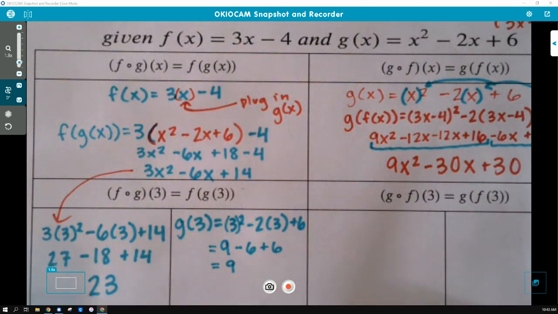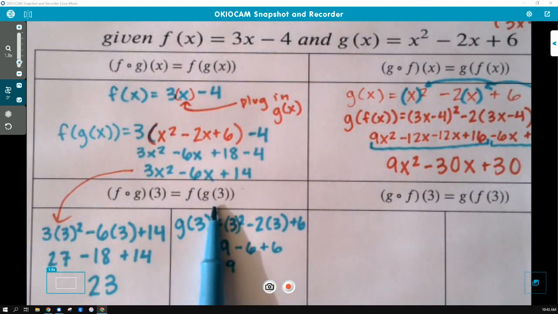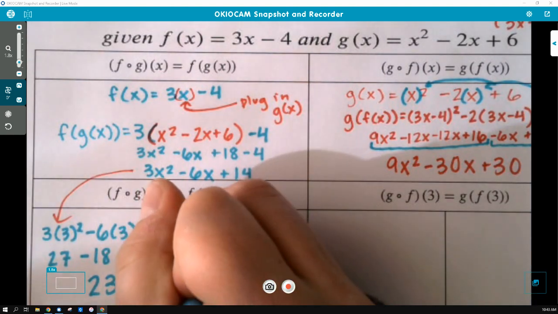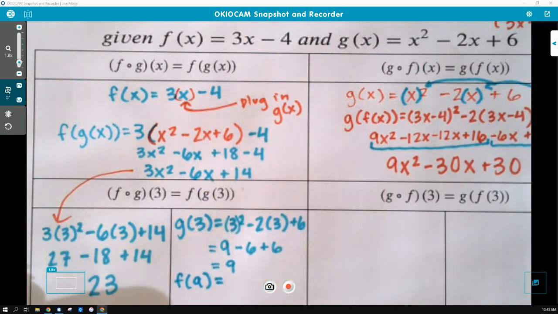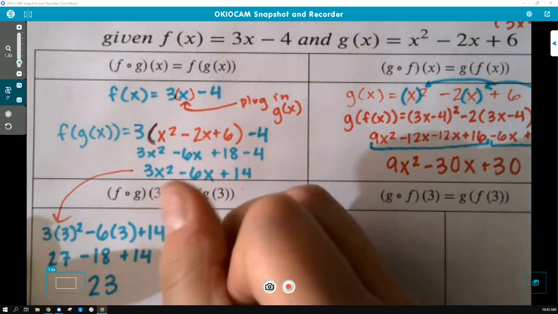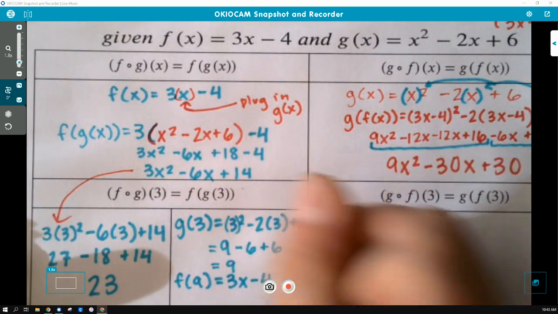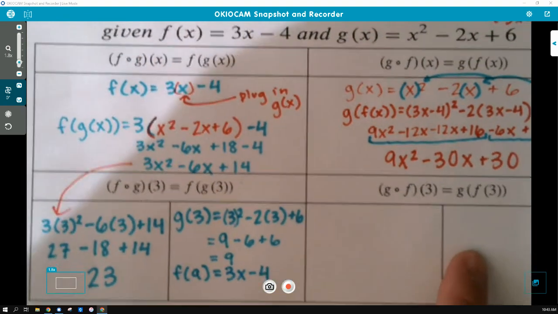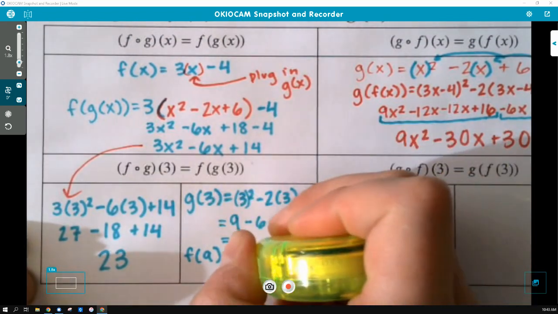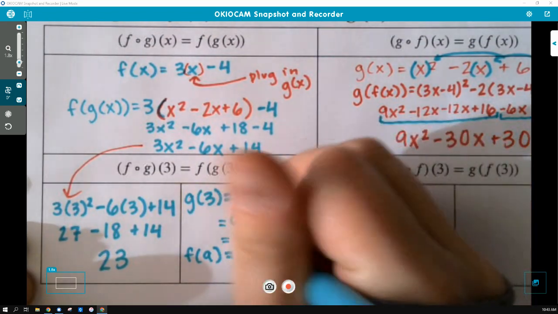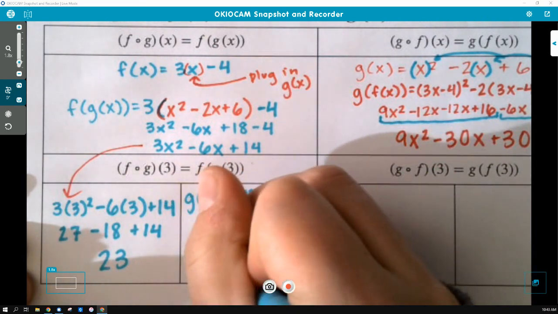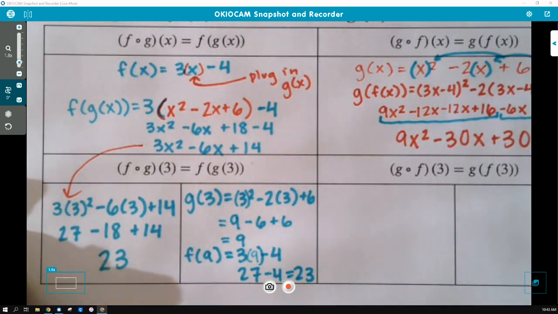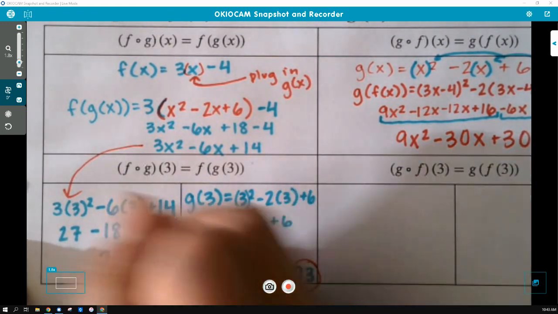And then once I figure out that g of 3 is 9, I can plug in 9 and find f of 9. So f of 9 would be 3x minus 4. Sorry, 3 times 9 minus 4. I forgot to actually plug the 9 in. 3 times 9 minus 4, which is 27 minus 4, which is 23. So two ways to get the same thing.